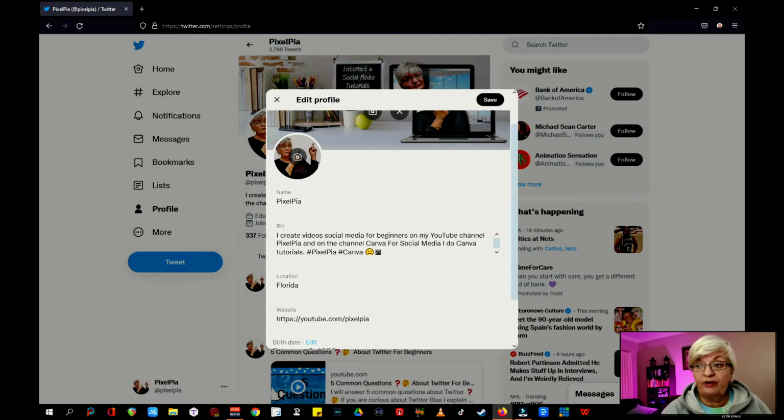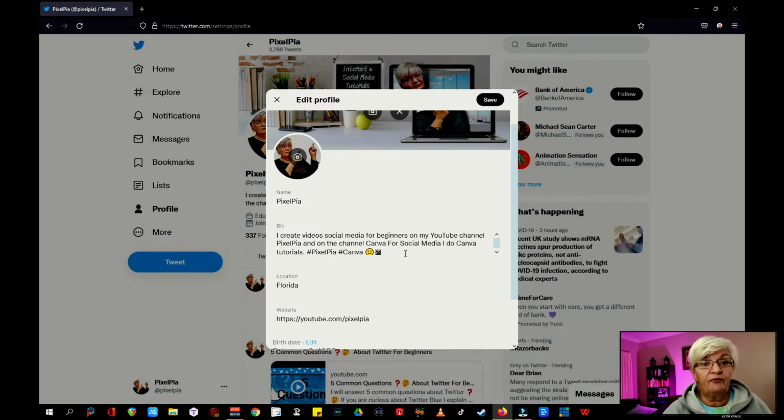What you should think about, on the other hand, is to add a couple of relevant hashtags. In this case, I added my PixelPia and I added hashtag Canva. And then you can always use a couple of emojis to spruce it up.